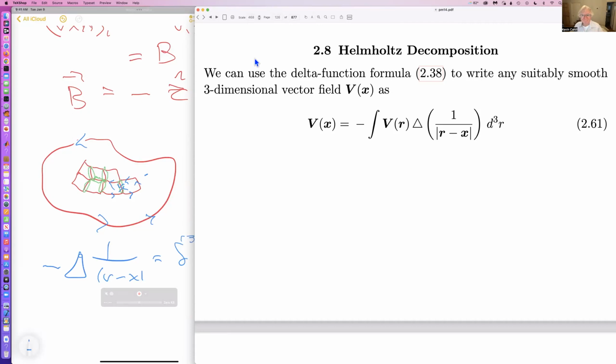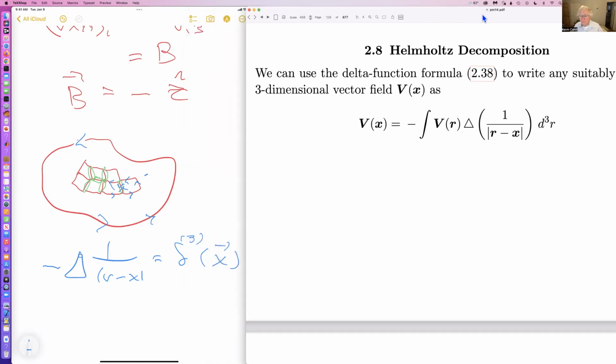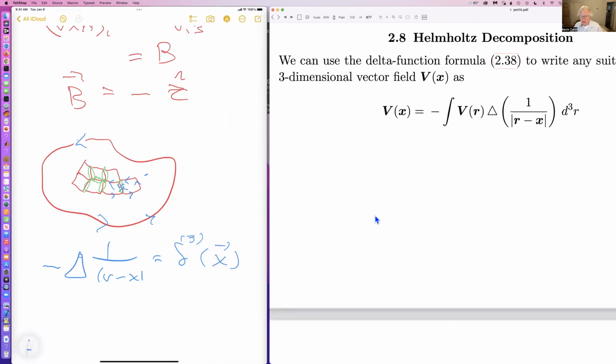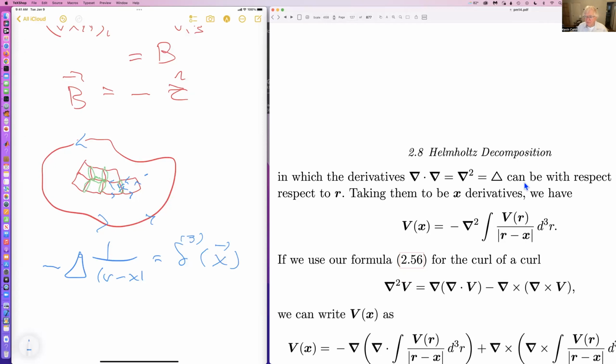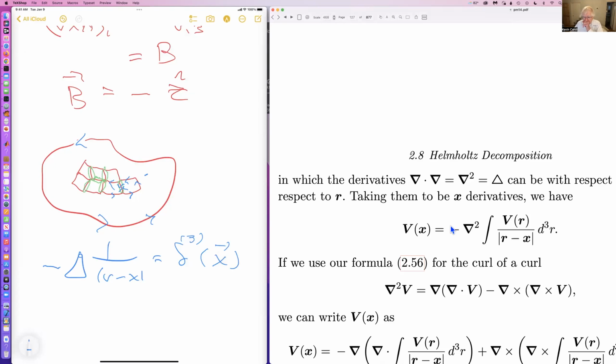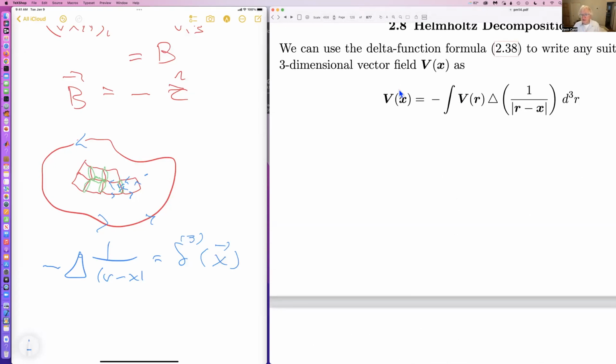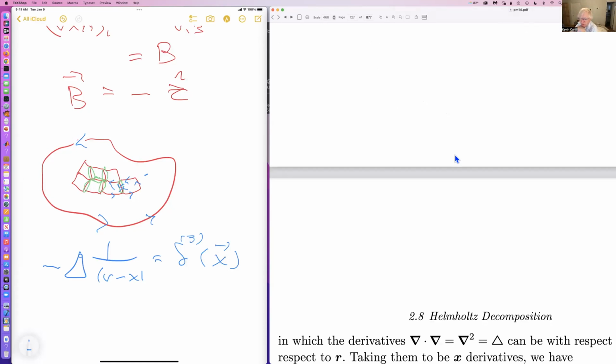So I'm just doing it like that. Now, these derivatives are with respect to r. And so one can write v of x as an integral of v of r times this delta function, minus Laplacian of 1 over |r minus x|, integrated over all space or integrated over a volume that includes the point x.